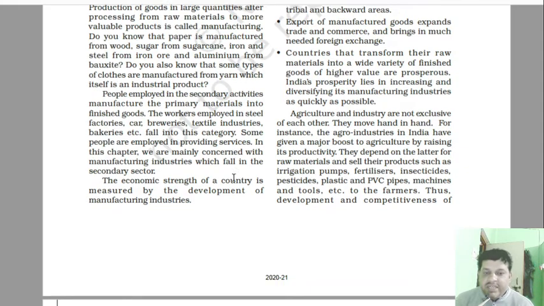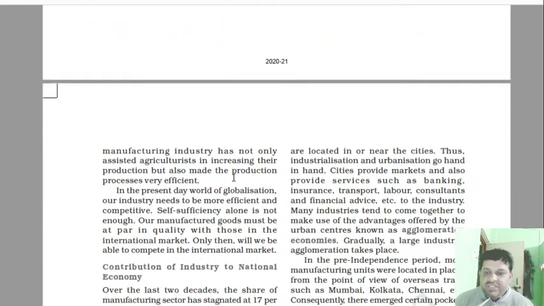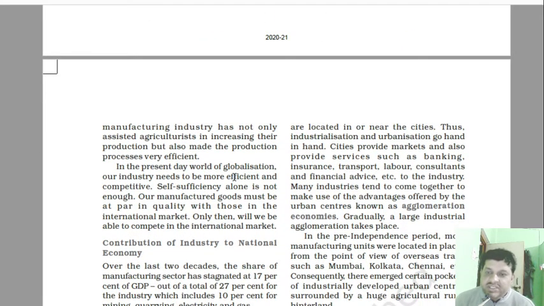Thus, the development and competitiveness of manufacturing industry has not only assisted agriculture in increasing production, but also made the production process very efficient. So the point to discuss here is that agriculture and industry are interdependent, and their development goes hand in hand. On one hand, agriculture makes development, but agricultural production increases due to the materials provided by industries, and also there are a few industries which depend upon agricultural production, like the sugar industry and cotton industry. Their raw material comes from the agriculture sector.